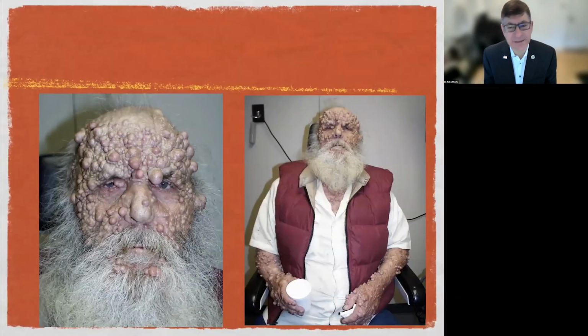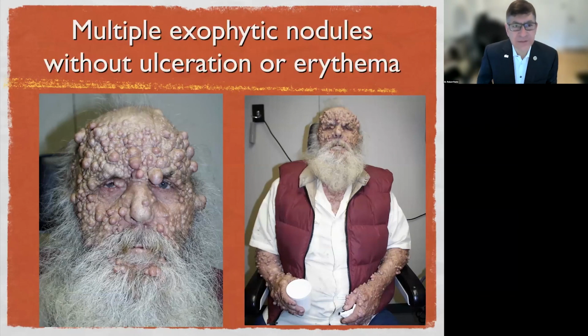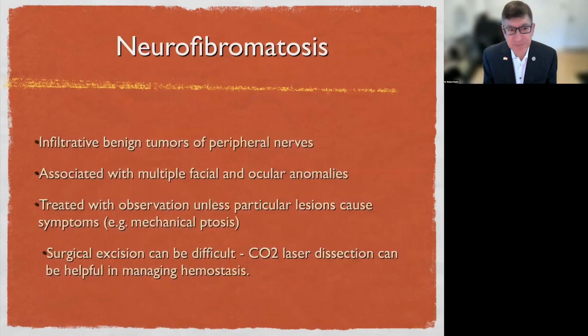All right, how about this? This is a pretty shocking person to see as you walk into your exam room. How would you describe what he has? I describe this as multiple exophytic nodules without ulceration or erythema. You probably can guess, given the widespread involvement, that this is neurofibromatosis. This is infiltrative benign tumors of the peripheral nerves associated with multiple facial and ocular anomalies, as we all know.